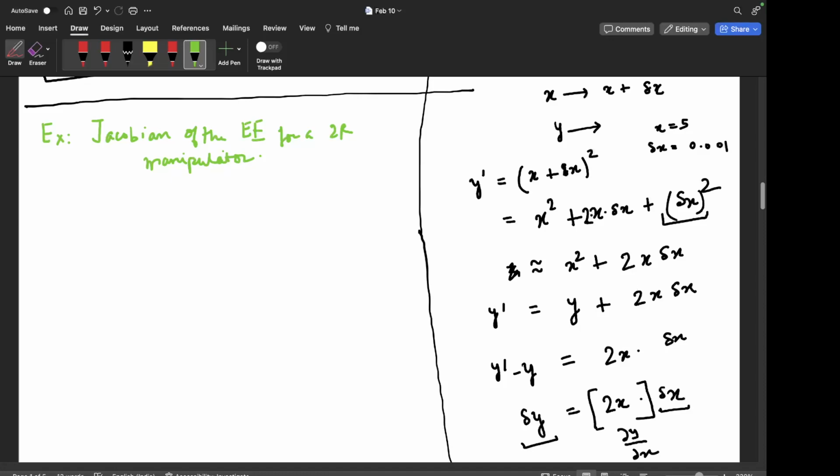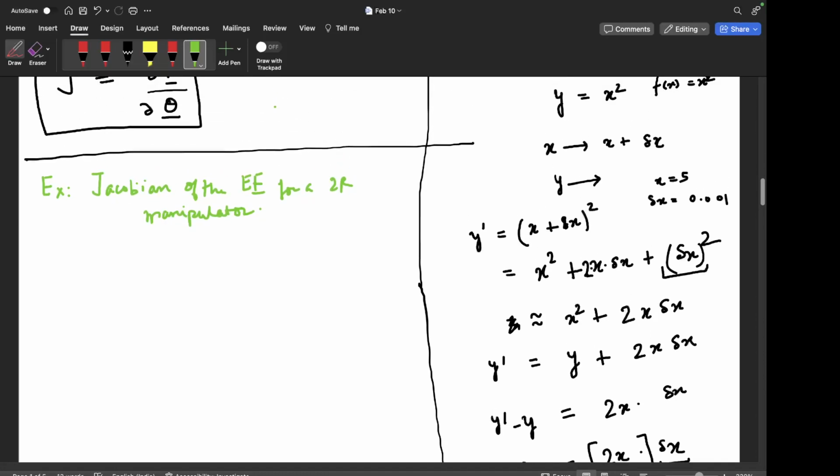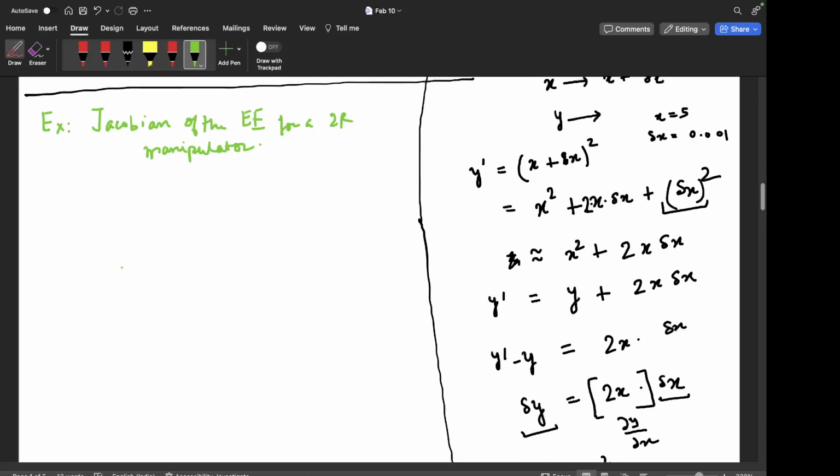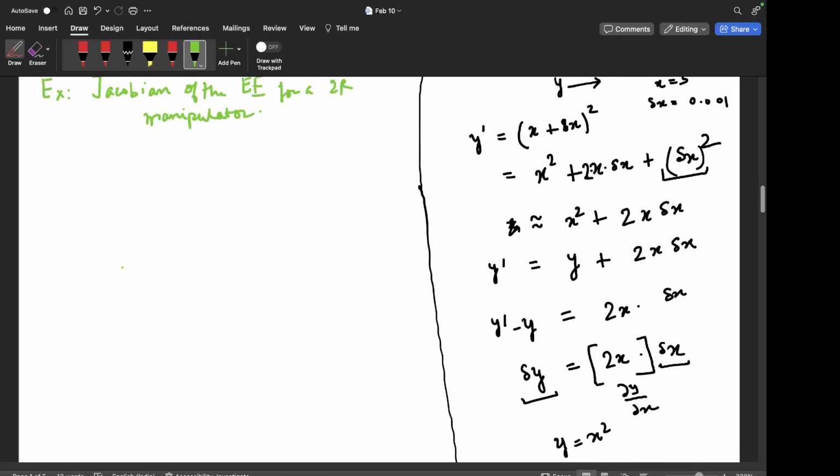One thing we should note is that Jacobian can be found not only for the end effector position. We usually find it for the end effector because that's the point of interest, the part which we are concerned should follow a trajectory or reach a certain point. But Jacobian can be found for any point on the manipulator. Let's say I want to find the Jacobian of where the two links join, the middle joint. I can find Jacobian for that point also, right? So Jacobian just relates the change in joint angles to a change in the position or the task space of any point.